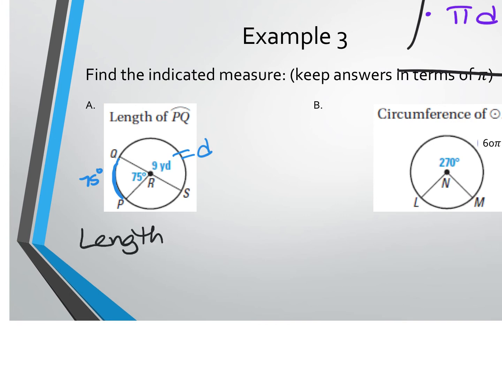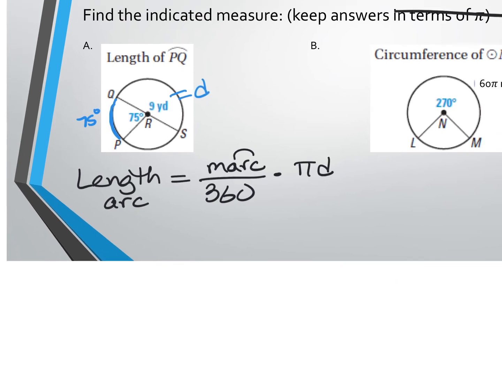Length of the arc is equal to measure of the arc divided by 360 times pi d, because they gave me a diameter. So let me fill in. Now I'm going to leave it in terms of pi first, so you're going to need to simplify the fractions. And then I'm also going to calculate it using the pi button. So if I fill in, I'm finding the length of PQ.